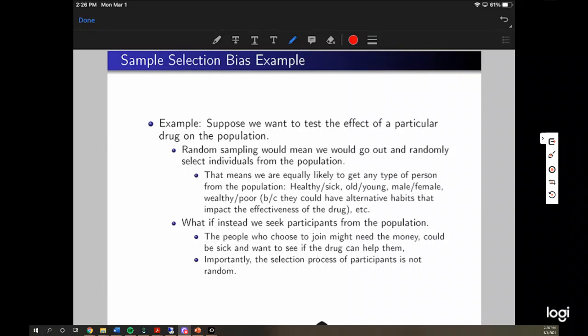And what if we instead seek out participants from the population? You might get emails or see flyers that say, participate in this study. Who's going to participate? Well, if it's a paying study, it's the people that need the money. And these people could be sick. They might want the drug to see if it can help them. Importantly, the selection process of the participants is not random, meaning that we are more likely to get sick people, young people, and poor people. And the effect of the drug on that segment of the population might be different from the effect of the drug on the healthy, the old, and the wealthy. So that's what we mean by sample selection bias.